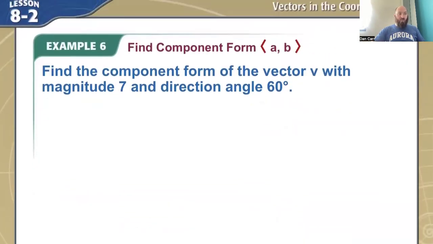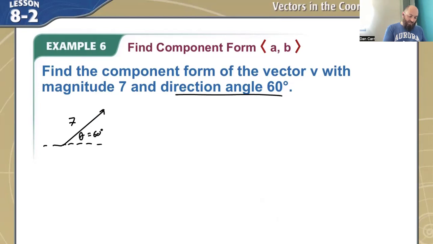Let's look at this. Find the component form of the vector v with a magnitude of 7 and a direction angle of 60. It looks something like this. Magnitude is 7. My theta here is going to be 60. If I model that as my x and y components, this is going to be in the x direction, and this is going to be in the y direction. So I'm making a triangle when I make my vector, so I can do my trigonometry here.